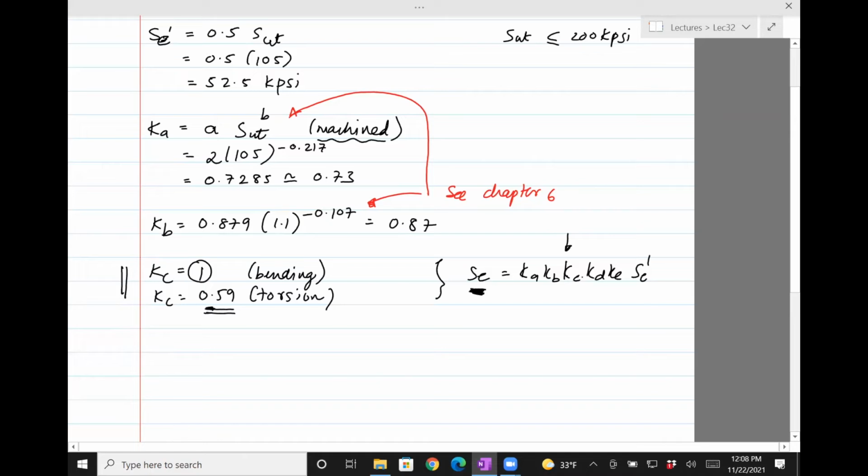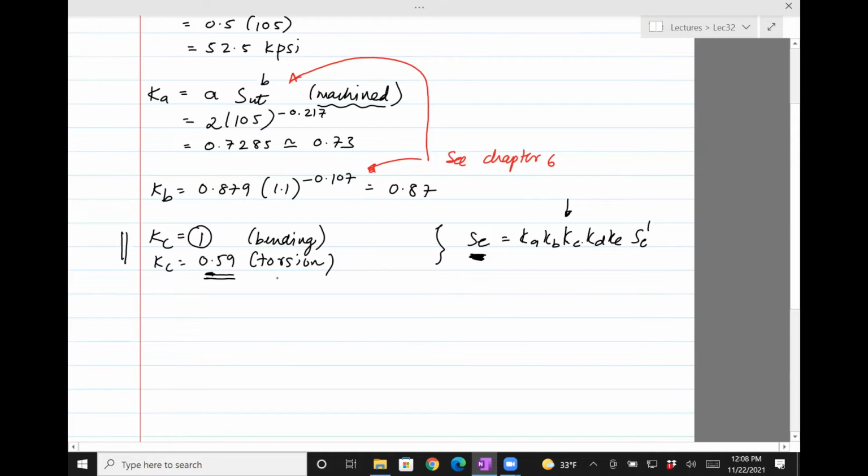This is really a designer's choice. I'll just stick to the way the book did it, which is Kc equals 1. But if there's an ambiguity, you can choose either of them. This will make you a very conservative designer. If you use this one, you'll be less conservative. So let me just put this down first.